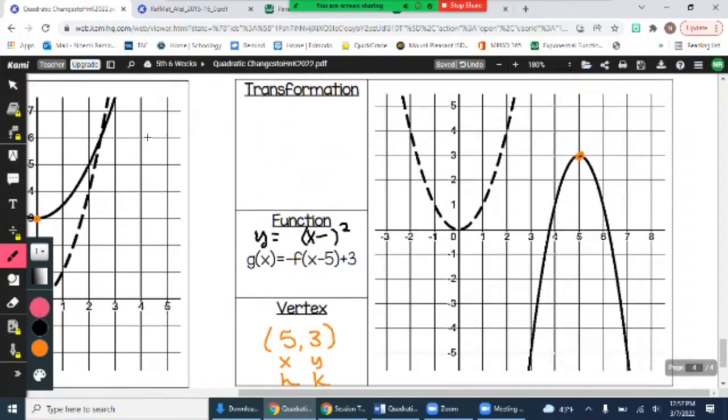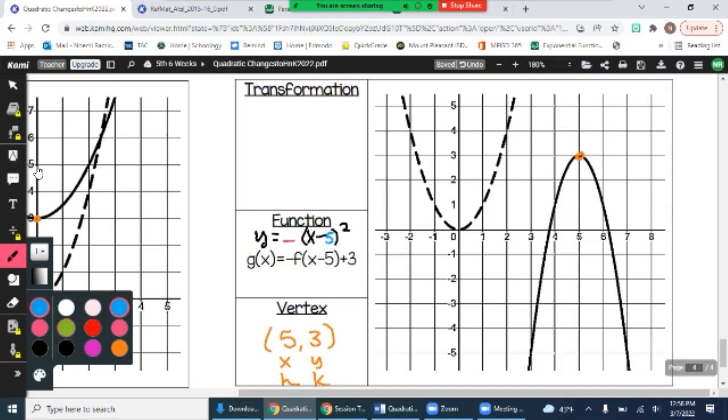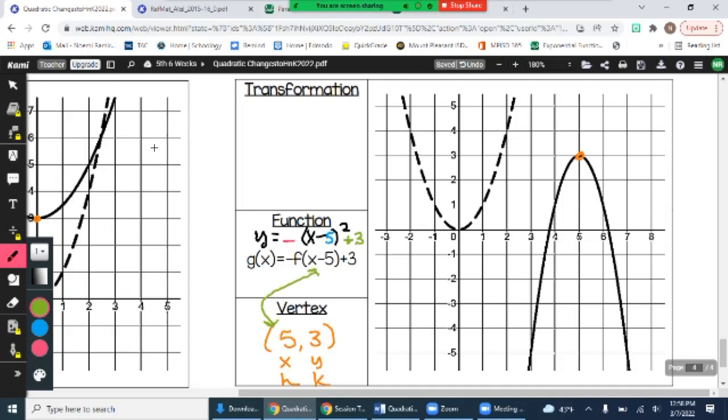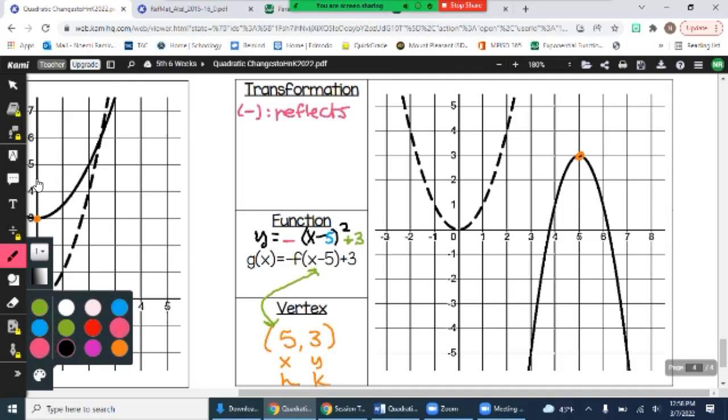Now, what kind of symbols did they add to that equation? A negative, what else? Inside, you have a positive 5, and on the outside, positive 3. Even though it's written as minus 5, remember, a minus 5 in the parentheses represents a positive 5 value. So the negative itself, what does it do? Reflects. Just write reflects. You should know that it's over the x-axis by now.